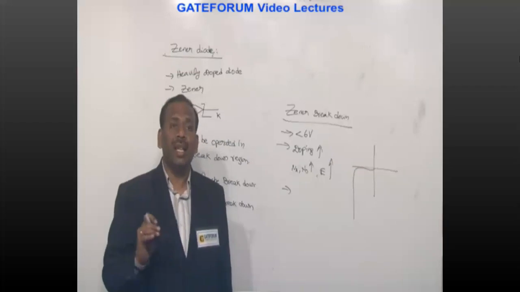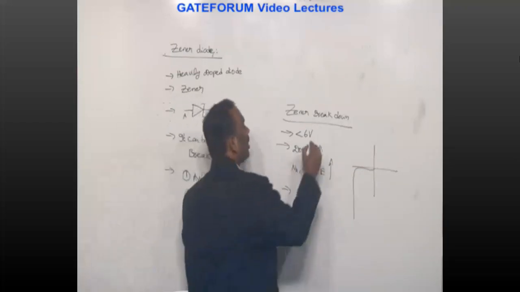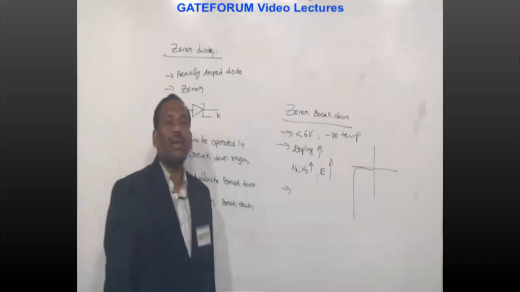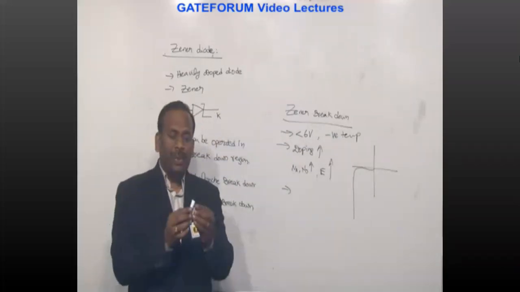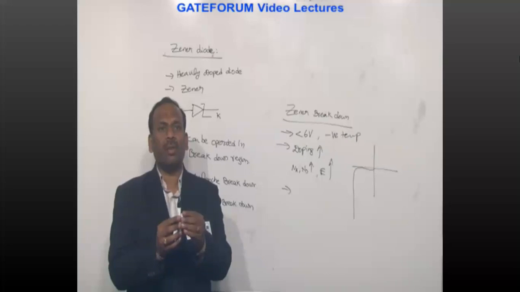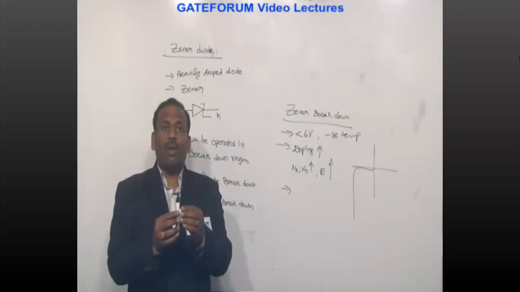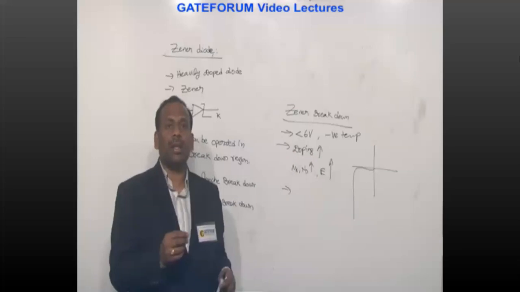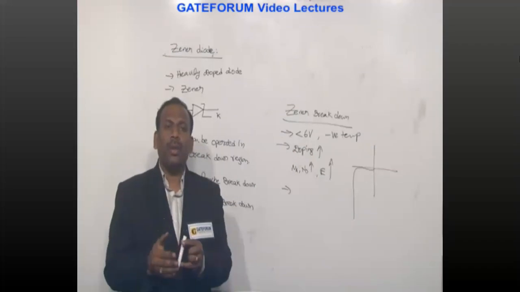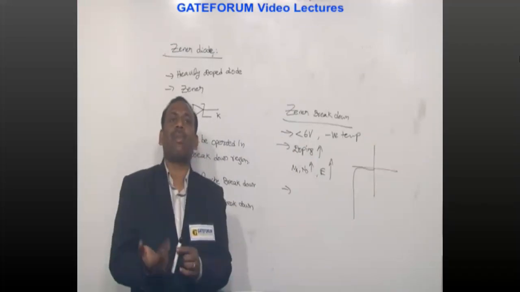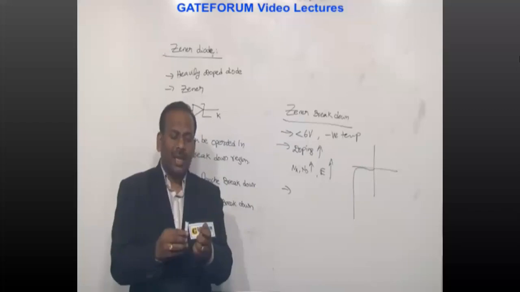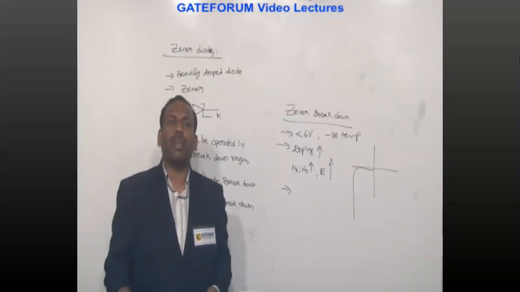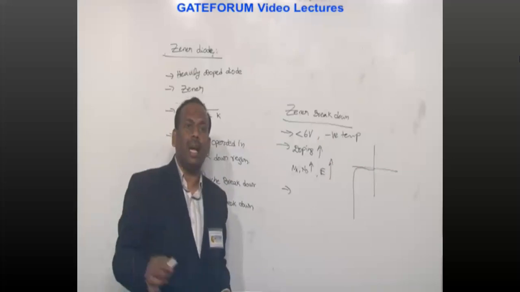Zener breakdown occurs below 6 volts, and Zener breakdown has a negative temperature coefficient. What is the meaning of negative temperature coefficient? To break this covalent bond, you require a certain energy. Now you are increasing temperature, which means you are also giving thermal energy. You are giving thermal energy, and rupture takes place.